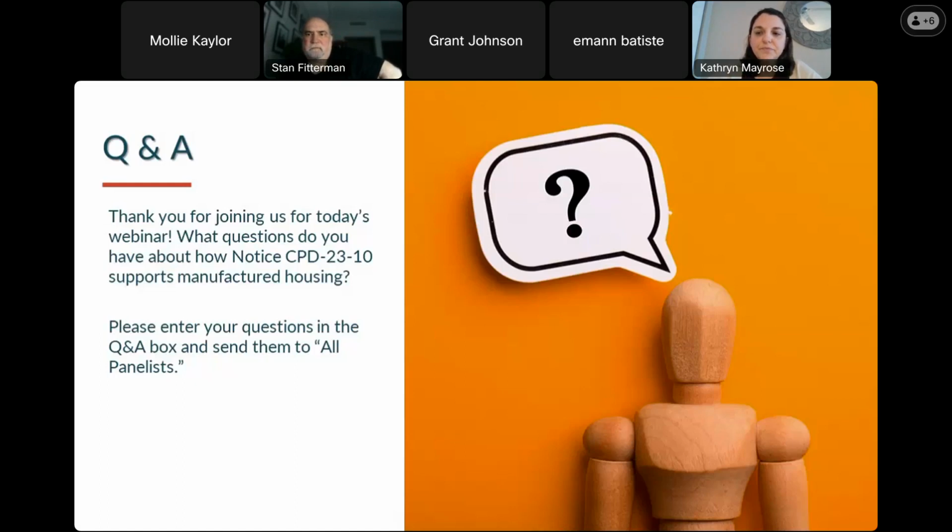And there was another one about ownership versus rental, and whether this is only applicable to primary residency ownership or if manufactured housing can be a solution for affordable rental. And the answer is both. Yeah, both. And also in a manufactured housing community where the homeowner owns the house but rents the land.